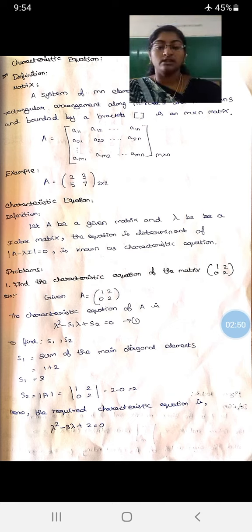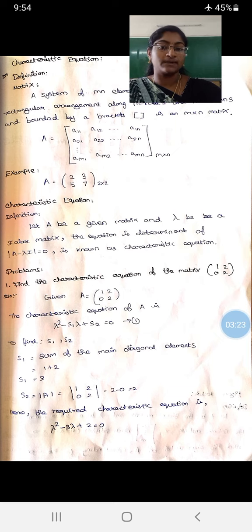In this we have to find the values of S1 and S2. For the value of S1, it is the sum of the main diagonal elements. So here the main diagonal elements are 1 and 2. Sum means addition. So 1 plus 2 equals 3. So here we found the value for S1. Next we have to find the value for S2. S2 is nothing but modulus A, that is the determinant of A. So write the given matrix as a determinant 1, 2, 0, 2. Now solve this: 2 minus 0, which equals 2. Here we found the value for S2.